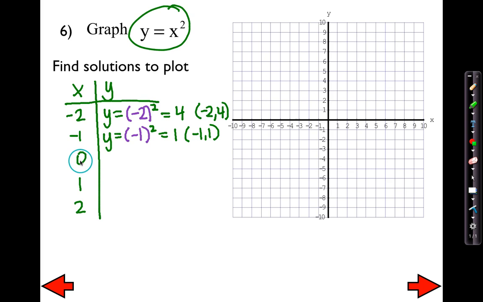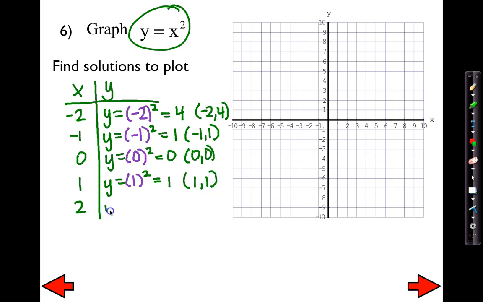Moving on to 0. So this is the value for x. We're going to go ahead and plug in y equals a 0 in here for x. We're still going to square it. This means 0 times 0. What is 0 times 0? It's still 0. So this one's going to be 0, 0, which means, hey, it goes through the origin. Continuing on, we're going to put y equals, instead of x, we're going to plug in a 1. We're still going to square that. That's going to be 1 times 1, which is 1. So the ordered pair is 1, 1.